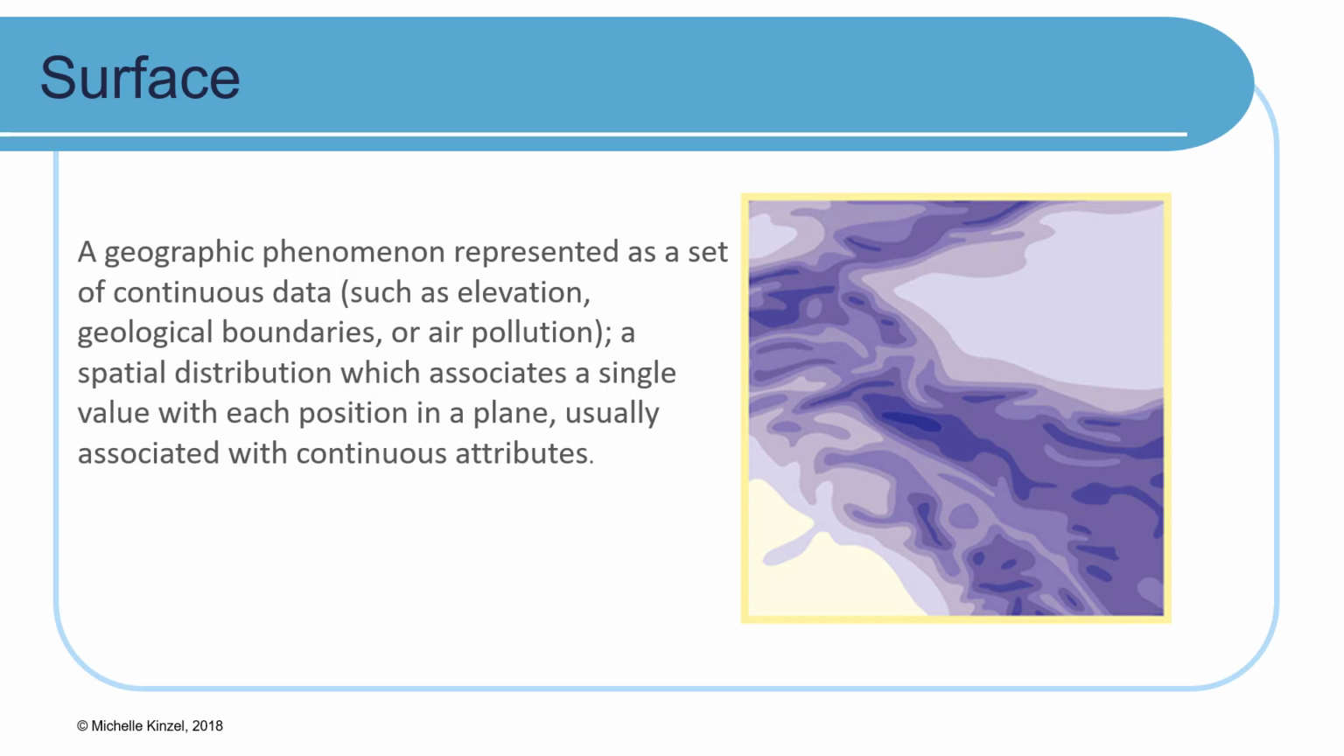So some types of data that you would see displayed as a surface would be elevation, geological or rock type boundaries, or air pollution. Temperature could also be one, sound, and essentially it's a spatial distribution which associates a single value with each position in a plane. And this is usually associated with continuous attributes. So they're not discrete objects. They tend to be data that varies across a continuum.